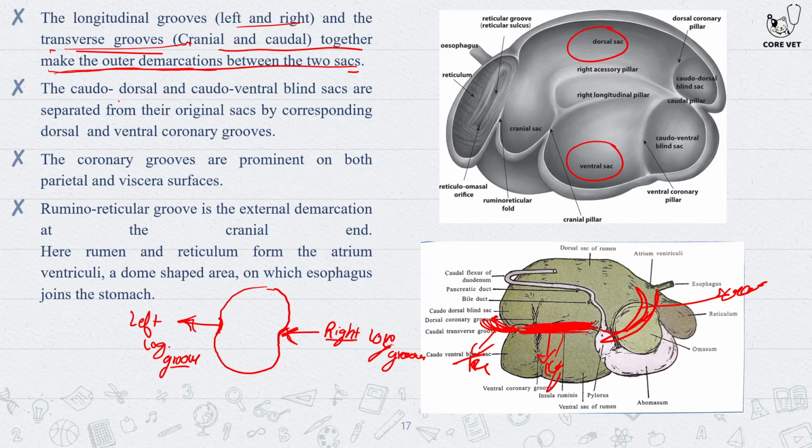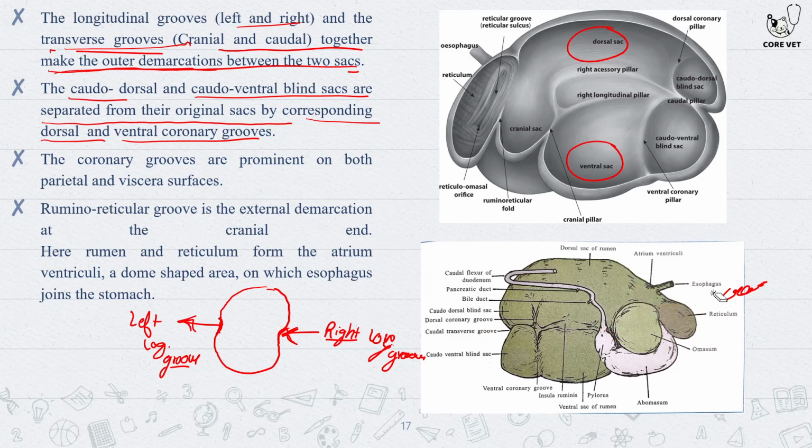Now the caudodorsal and the caudoventral blind sacs are separated from their original sac by the corresponding dorsal and ventral coronary grooves. What the line is signifying is that there are certain coronary grooves. Let me clear the picture first. You can see over here this region, this groove, and this groove. This groove is the ventral coronary groove, and this groove is the dorsal coronary groove. These two grooves are there.